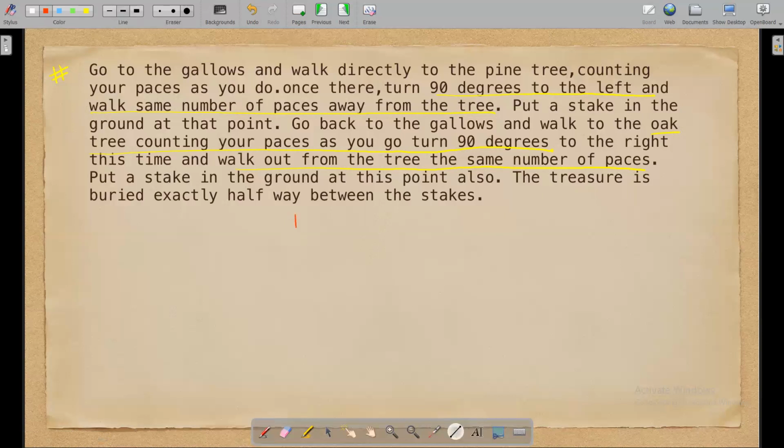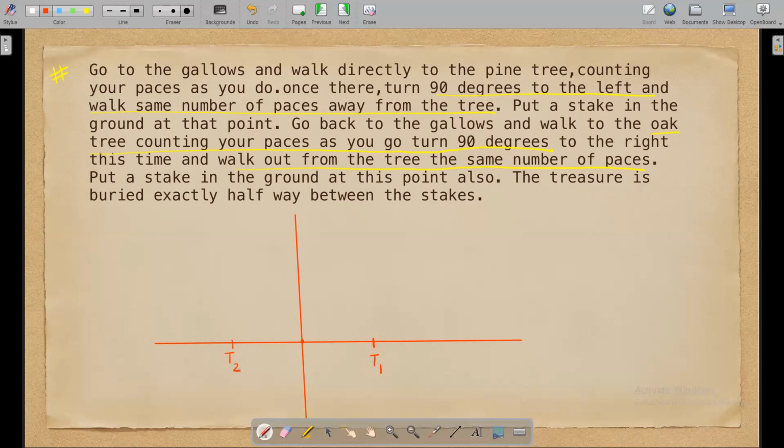I'm going to make, first of all, the complex plane. So here is the imaginary axis and the real axis. And without loss of generality, I'm just assuming that the middle point of two trees is the origin. The middle point of two trees is the origin. That means let this be the pine tree T1 and let this be the oak tree T2.